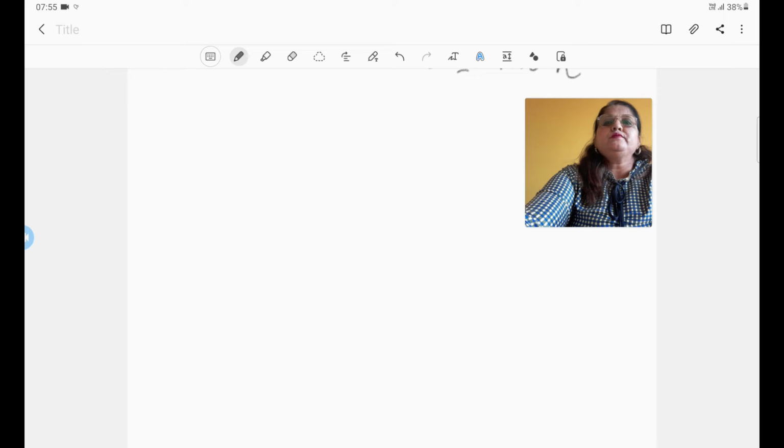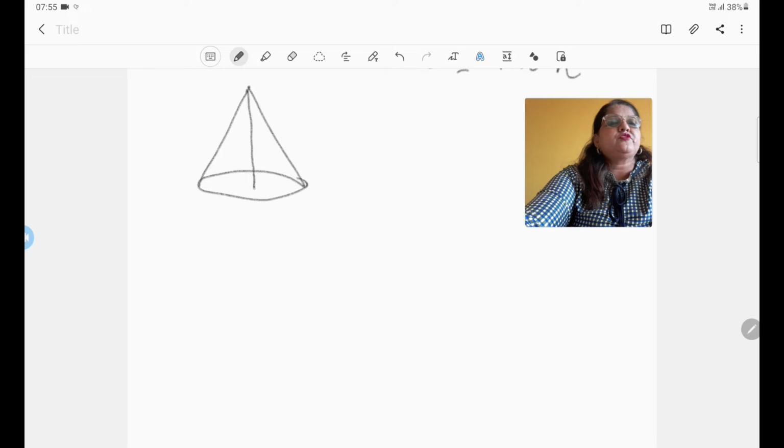Next we come to the shape cone. You need to know the formula for lateral surface area of a cone also, and the total surface area and the volume. Three things are there for all these 3D shapes. Before that, this is the height of the cone, this is the radius of the cone, and this is the slant height of the cone.